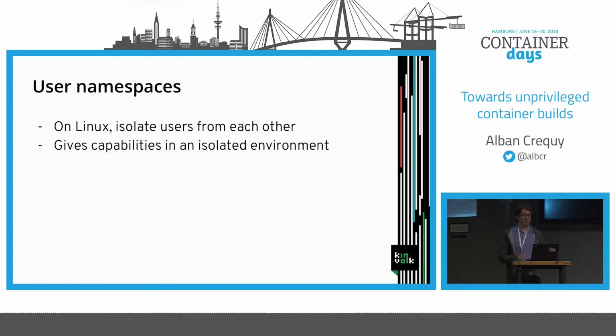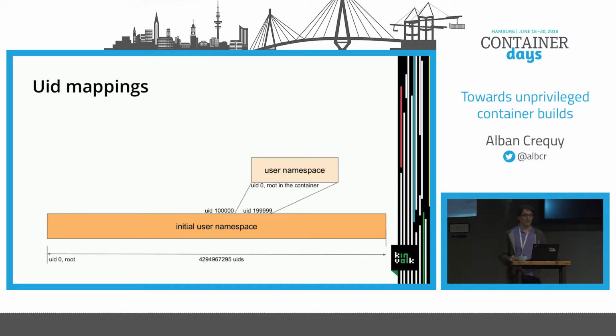On Linux, user namespaces allow you to isolate users from each other. And when you run a new user namespace, you are in an environment where you have the illusion of having the full capabilities, but you are actually in a different environment than on the host. And it's doing that basically with user mapping. So on the host, you have a UID, user ID, from 0 for root, and quite a lot of different users you can have.